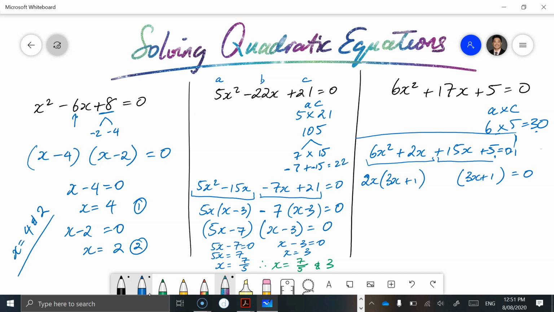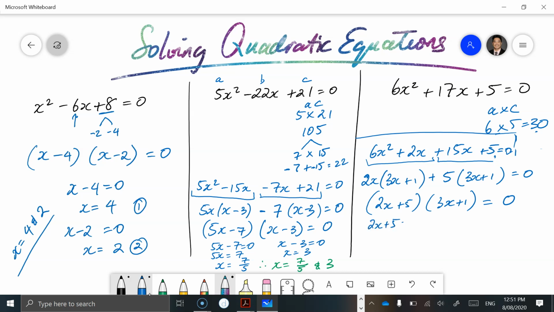In this case, the highest common factor between 15 and 5 is 5. Do we want a positive or negative one? We want a positive one, because positive 5 times 3x is 15x, and then 5 times 1 is 5. So we're good. We're almost there. 2x plus 5 is in one bracket, and the common bracket is left alone. We can then apply the null factor law to solve for our solutions for x.